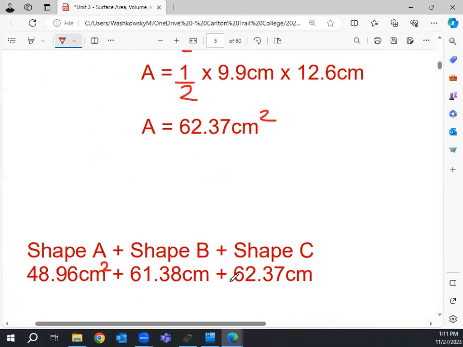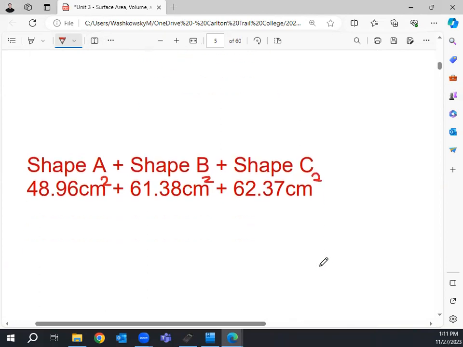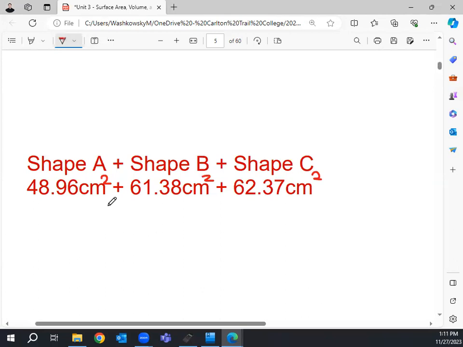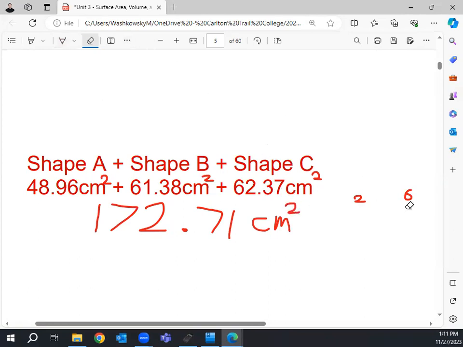Here, I'll zoom in a little bit. So my final answer is going to be 172, all of these shapes added up, 172.71. Now for my centimeters, here's a question for you. Is it going to be a 2 or a 6? It's still a 2. It's still squared. I'm still measuring area. Area is always squared.